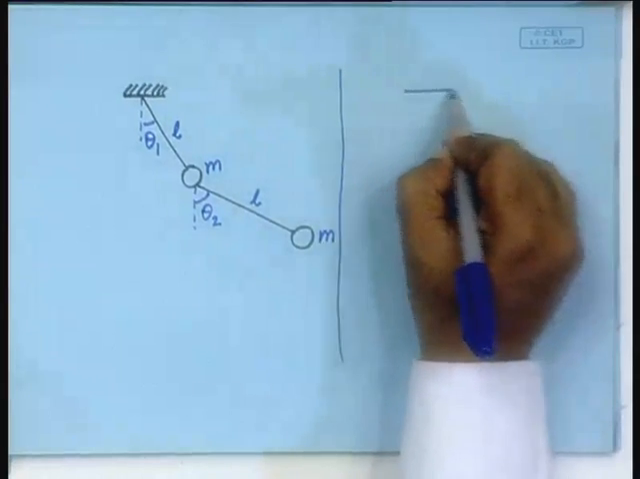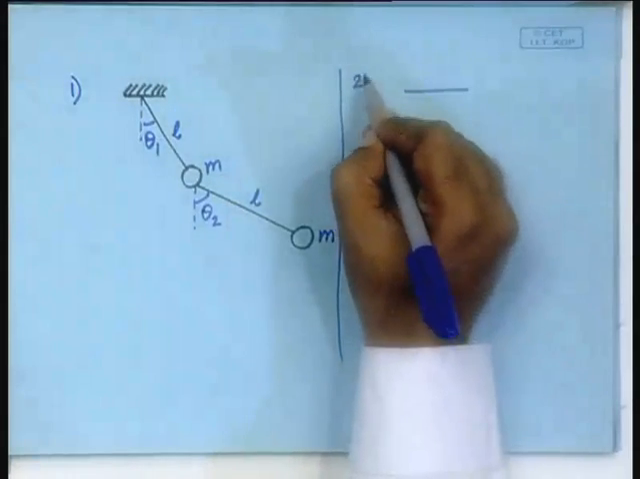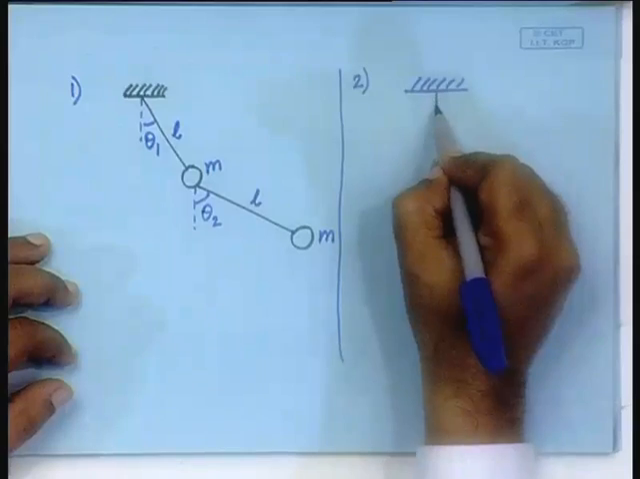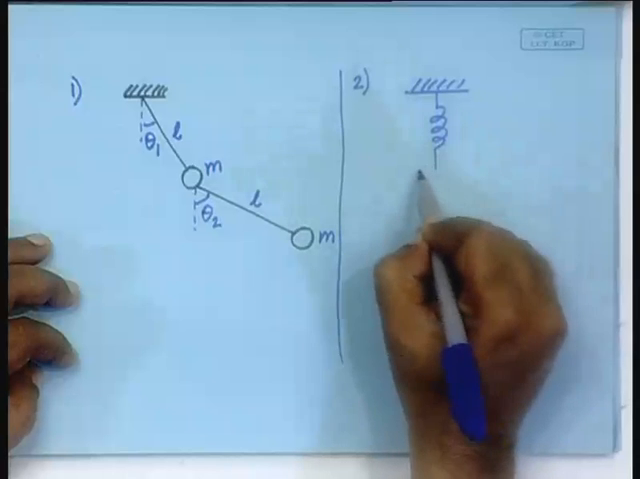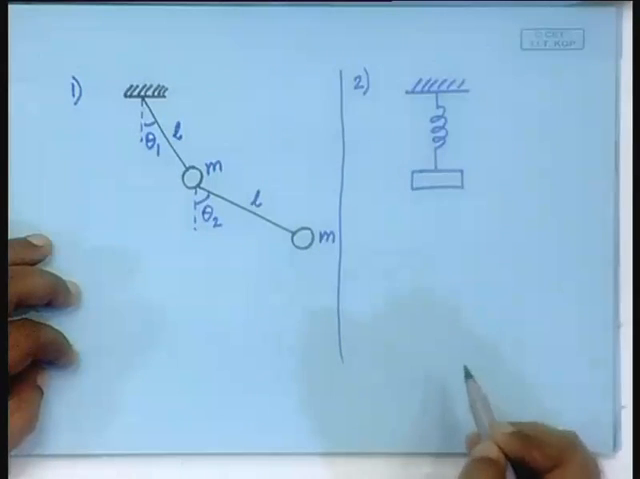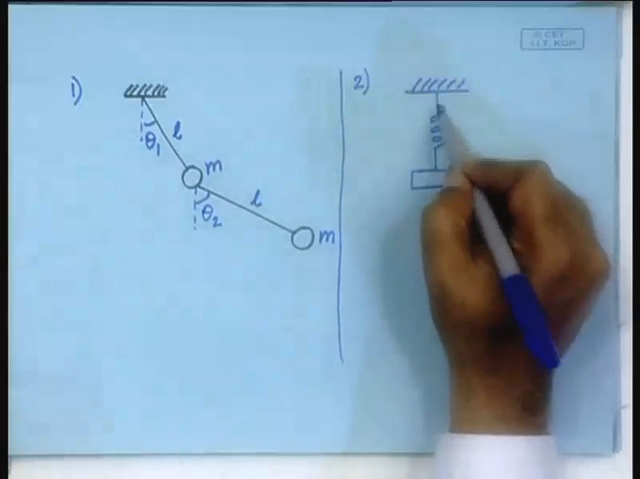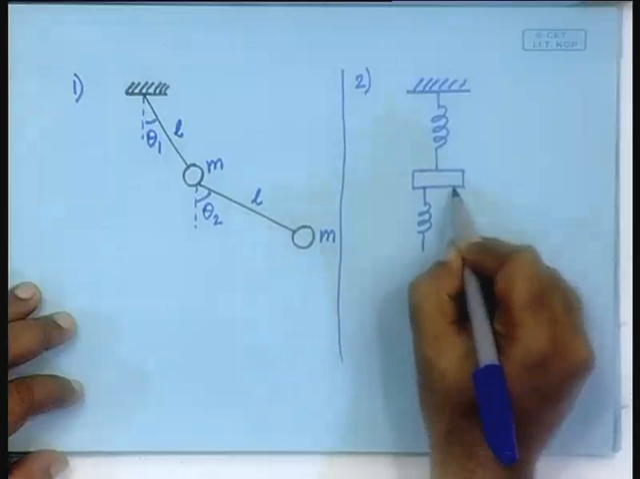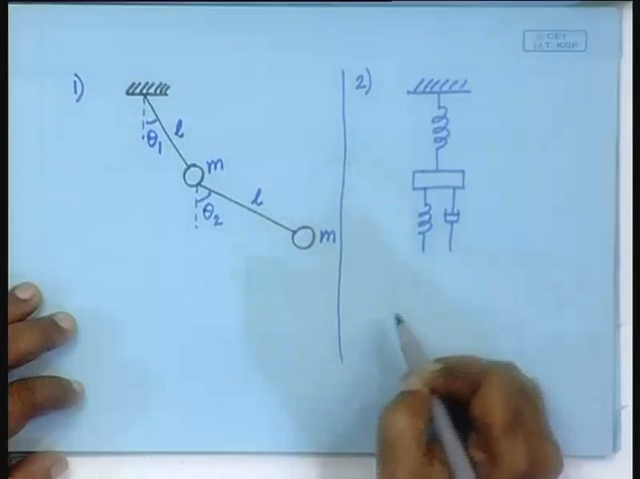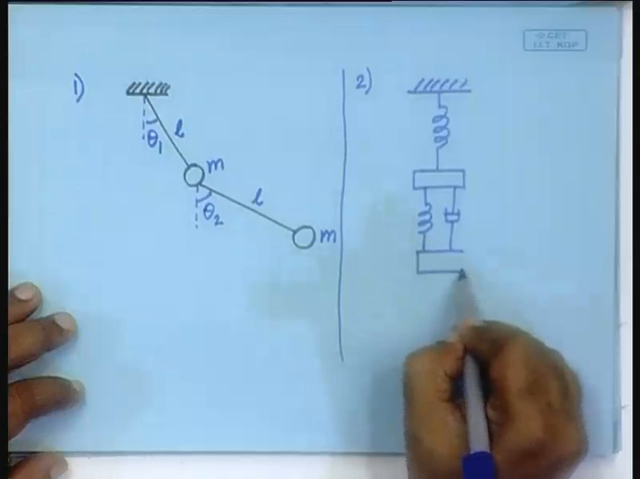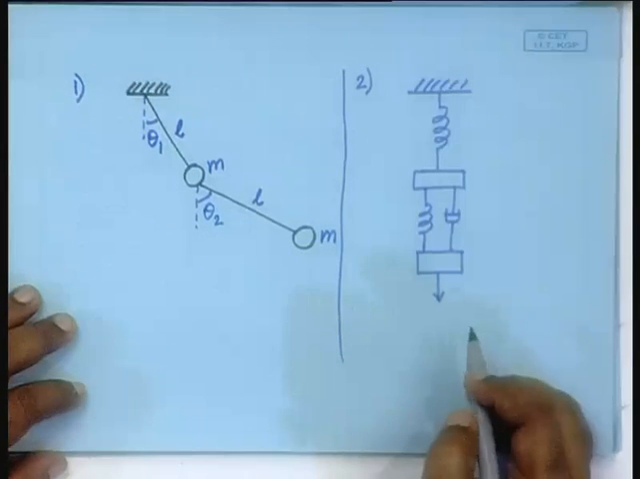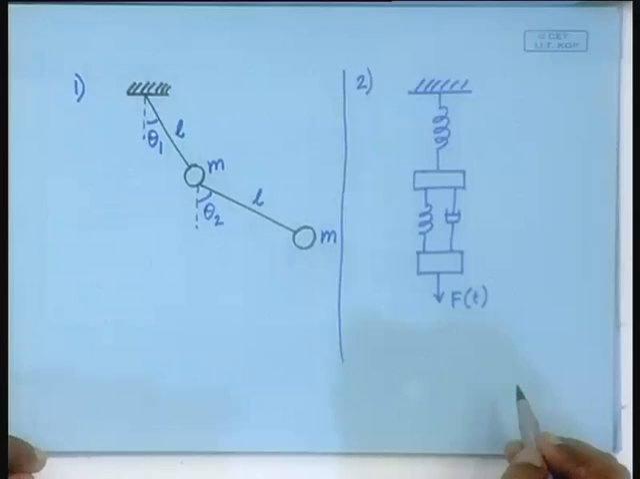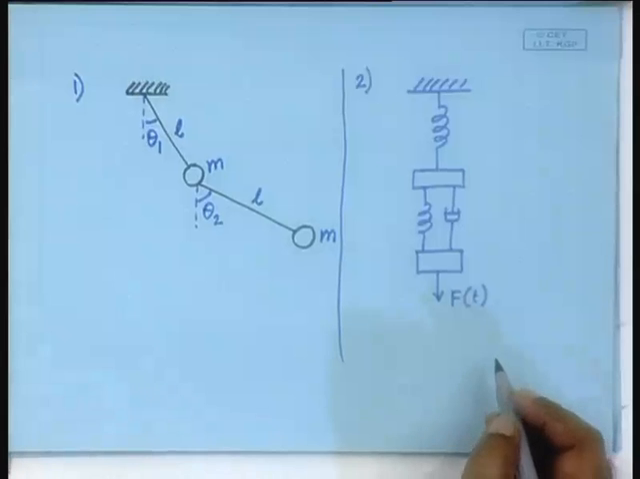Suppose there is a system like this. So, this is problem number 1, problem number 2. A mass is hanging from the roof by means of a spring, and then here you have a spring and a damper connected to another mass, and this mass is being pulled downwards with the force F of t. Okay.